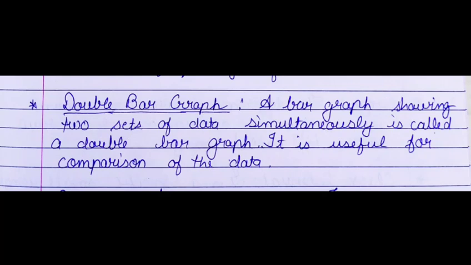Next is the double bar graph. A bar graph showing two sets of data simultaneously is called a double bar graph. It is useful for comparison of the data. Now let us see some examples of double bar graphs.